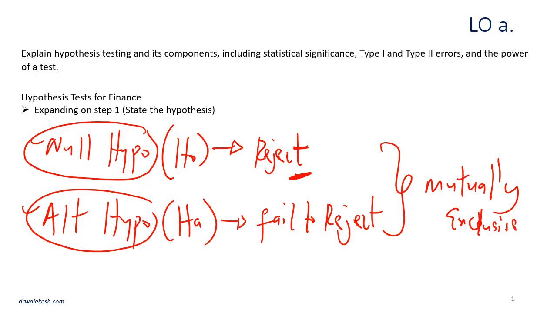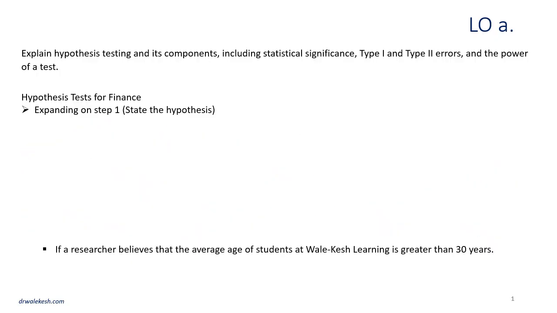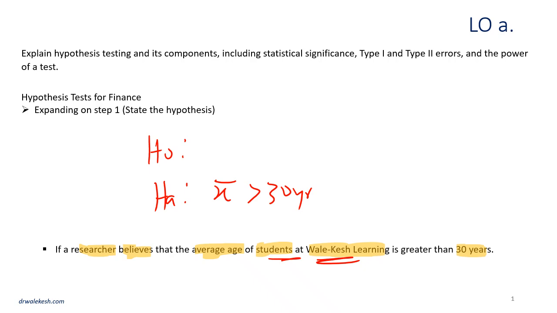So to better understand what is going on, let's give an example. If a researcher believes that the average age of students at Wale-Kesh learning is greater than 30 years. So that's the researcher's belief, and this is what the researcher intends to fail to reject. But the researcher might end up not failing to reject it.